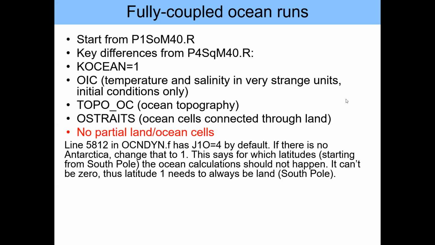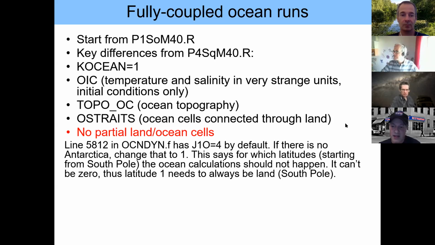And finally, just a quick tip: the variable called J10 in ocean in F represents the least latitude with the ocean. And as Mike said in his introduction, we still need a land point for the Southern Ocean. That's one of the things that will change in the future. But for now, it's set to 4 by default, and at minimum it needs to be set to 1 to be a land point.